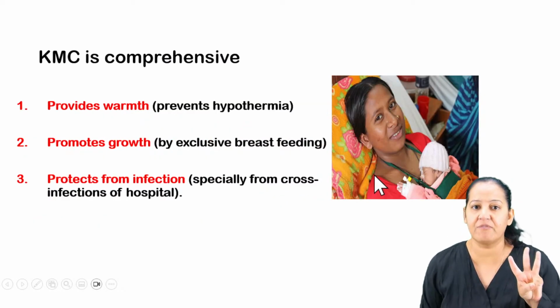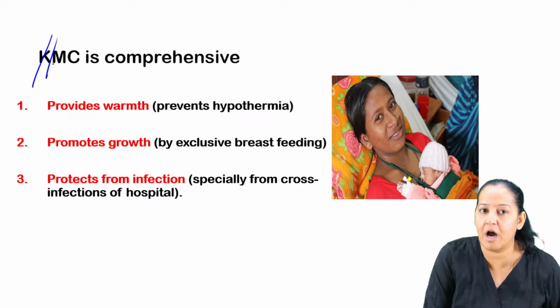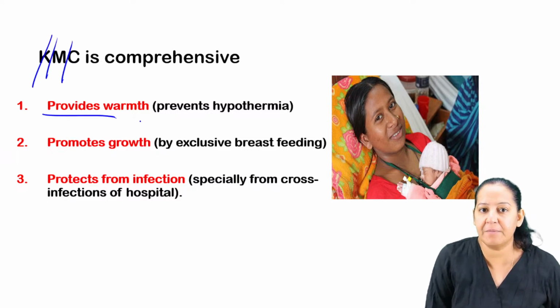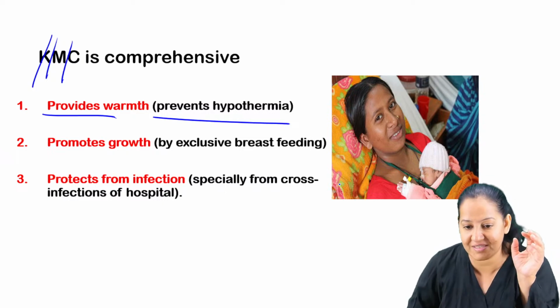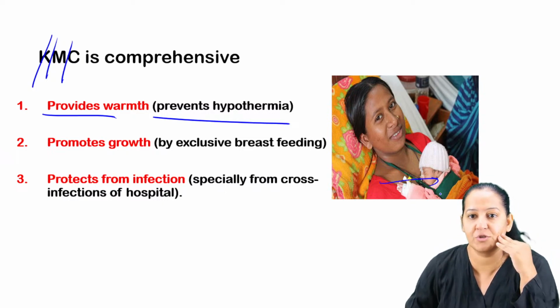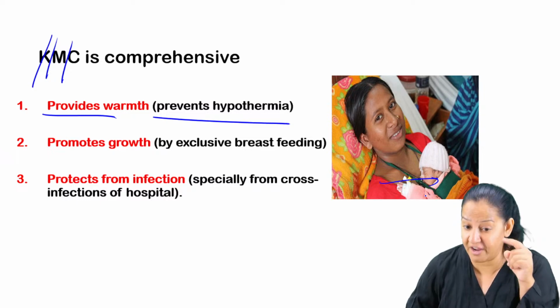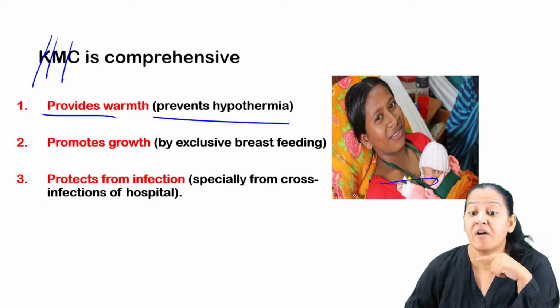There are 3 advantages of kangaroo mother care, known as KMC. Number 1, it prevents the baby from hypothermia because of skin to skin contact. The temperature is transferred from the mother to the baby, so the baby will not get hypothermia. We are reducing the chances of hypothermia by providing warmth to the baby.